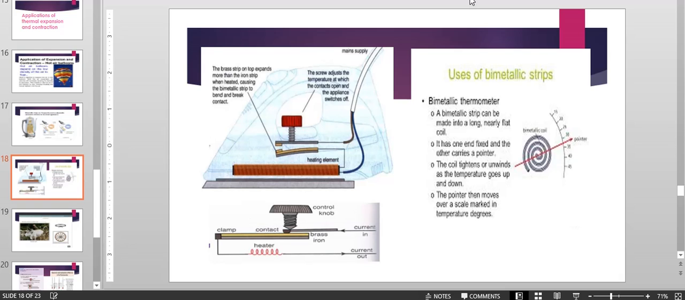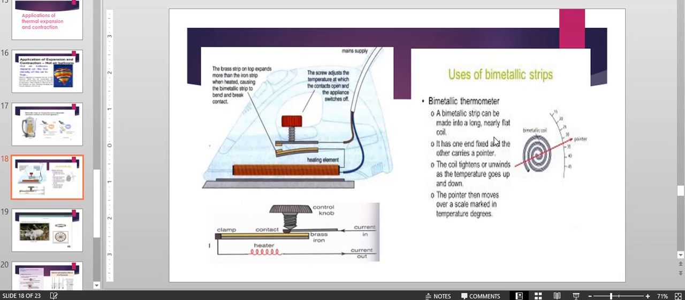Another application of thermal expansion and contraction is particularly the role of the bimetallic strip in these two instances. This iron press also works on the same principle. This is the screw or the knob of the iron press. The screw adjusts the temperature at which the contacts open and the appliance switches off, whereas the brass strip on top expands more than the iron strip when heated, causing the bimetallic strip to bend and break contact. And this one is the heating element. So when the iron gets too hot, the strip bends and breaks the connection.